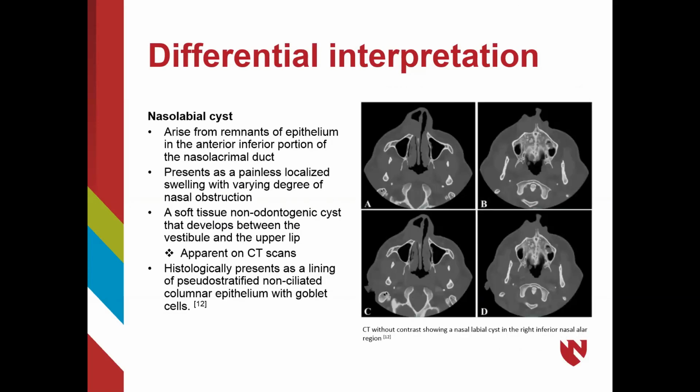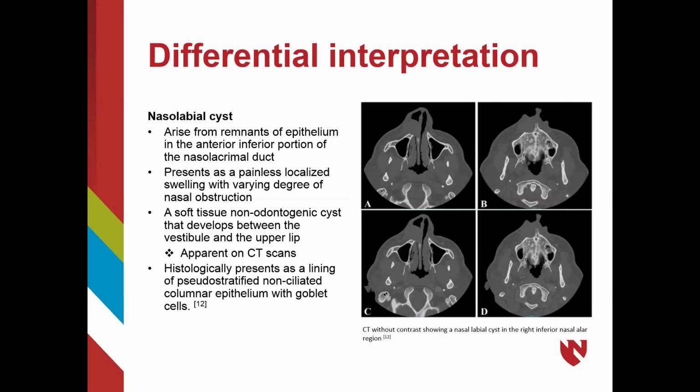A third differential to consider is a nasolabial cyst. This non-odontogenic lesion originates from epithelium found in the anterior inferior portion of the nasolacrimal duct and descends to finish development between the facial vestibule and the upper lip. These lesions usually present clinically as painless swellings and, depending on the size of the lesion, can cause nasal obstruction, which may cause respiratory difficulties for the patient.